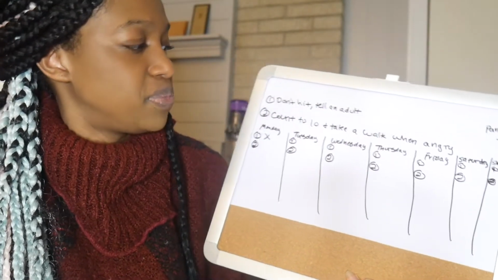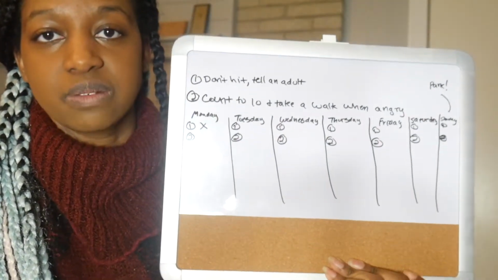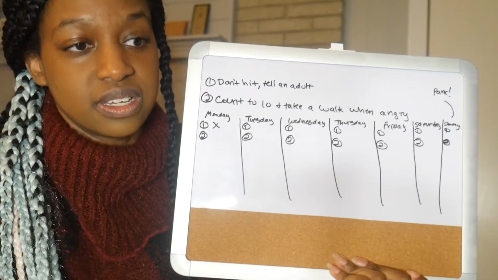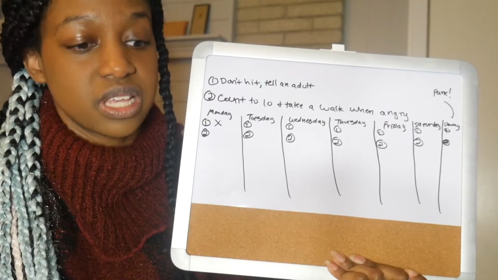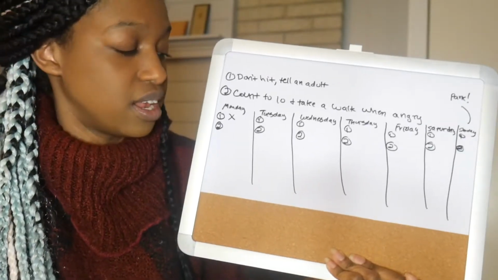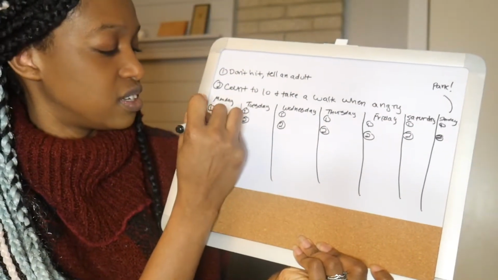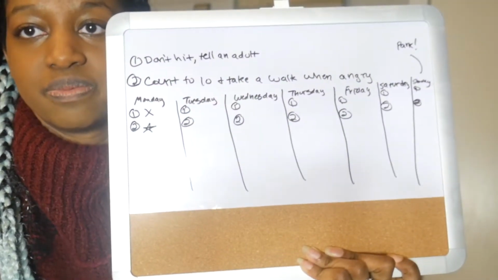But once he was reminded to count to 10, when his mom said, hey, don't hit, what do we do instead? Go take a walk and count to 10. He went and counted to 10. So mom said, good job, great job listening. Here's a star on number 2.